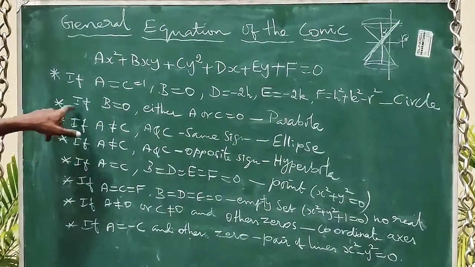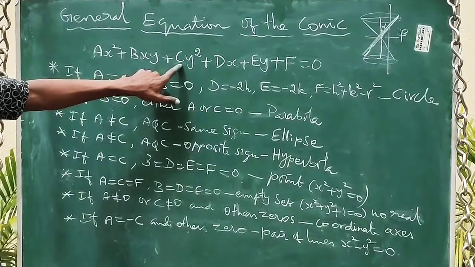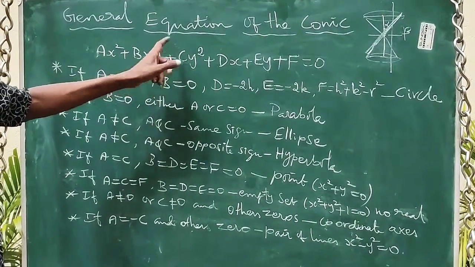Third one: both A and C are not equal, but have the same sign.